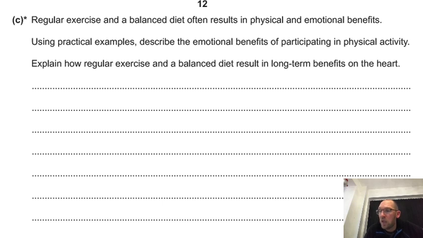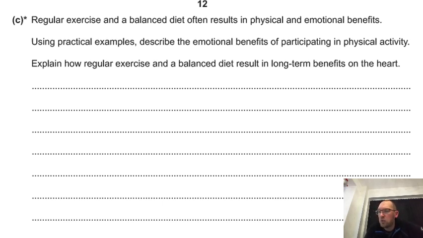This question is indicated by an asterisk on the question paper, involving the assessment of the quality of written communication as well as describing emotional benefits of participating in physical activity and explaining long-term benefits of regular exercise and a balanced diet on the heart. The question includes a synoptic assessment link required by the specification. So linking emotional benefits from Unit 2 to long-term health benefits of the heart from Unit 1.